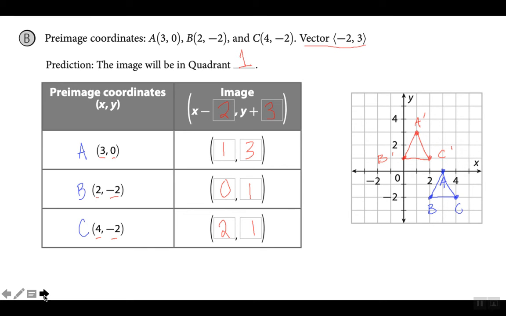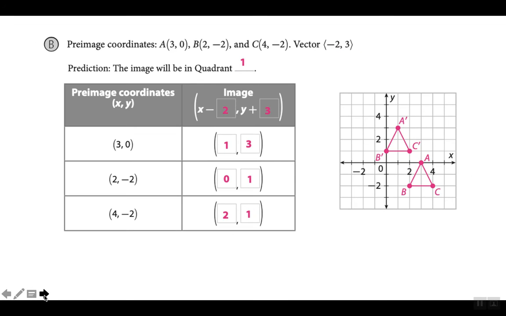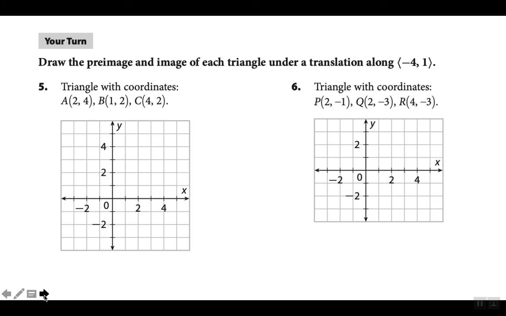Okay, let's move on to the next slide. There's the answer from the book. As you can see, everything I did was correct. Okay, let me do a couple more examples here. Again, it says draw the pre-image and the image of each triangle under a translation along this vector right here, which is negative 4, comma, positive 1. Here are the coordinates for the pre-image, and I'm going to come up with the coordinates for the image.